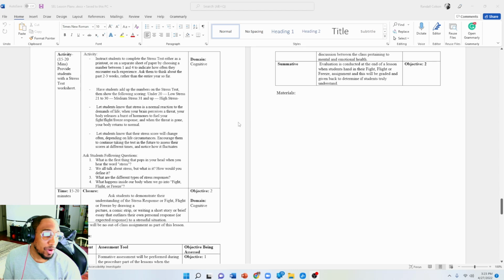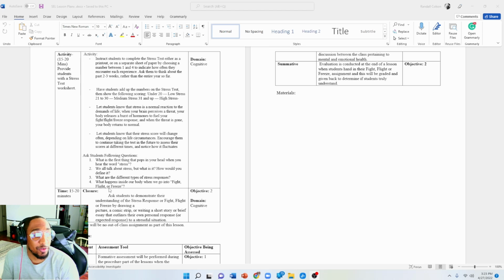First one is, what's the first thing that pops up in your head when you hear the word stress? We all talk about stress, but what is it? How would you define it? What are different types of stress responses? And then really what I want to talk about is fight, flight, or freeze. And that's going to go into our closure activity, which basically is I want the kids to come up with fight, flight, or freeze.